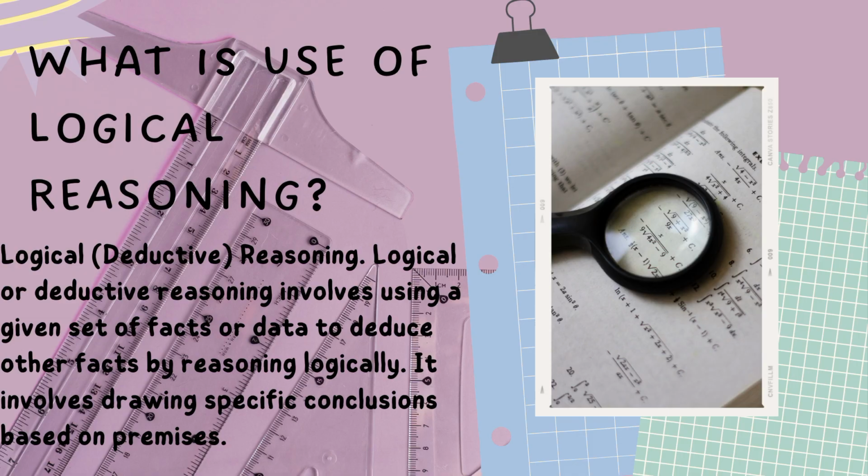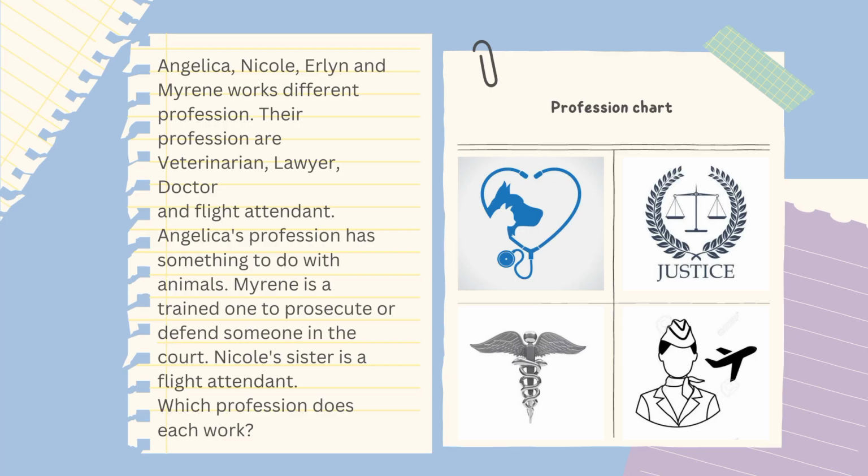Logical or deductive reasoning. Logical or deductive reasoning involves using a given set of facts or data to deduce other facts by reasoning logically. It involves drawing specific conclusions based on premises.